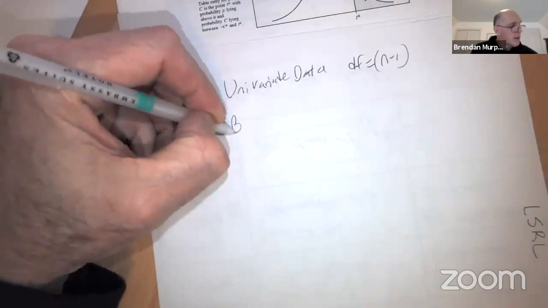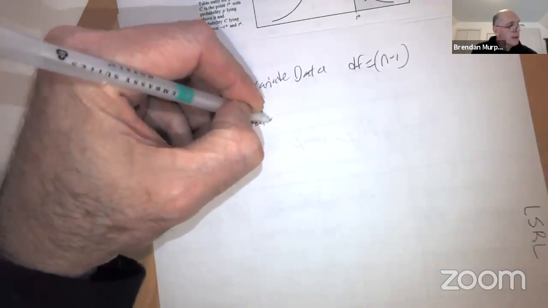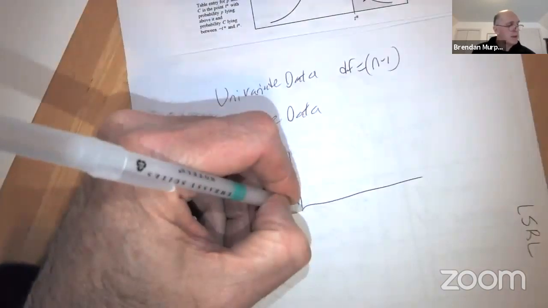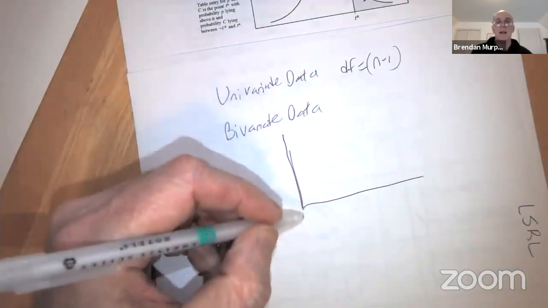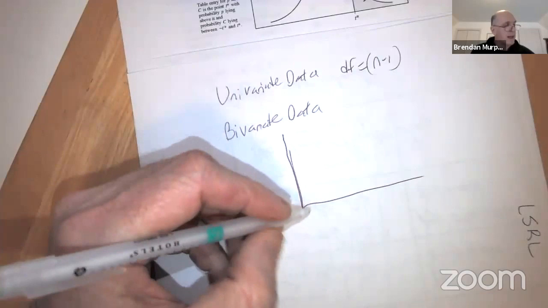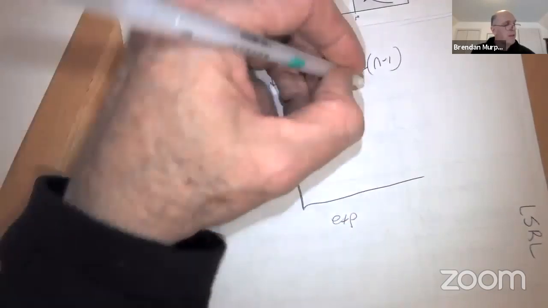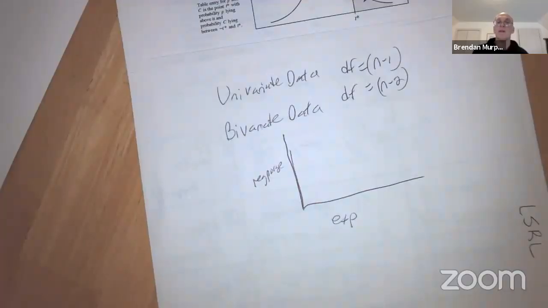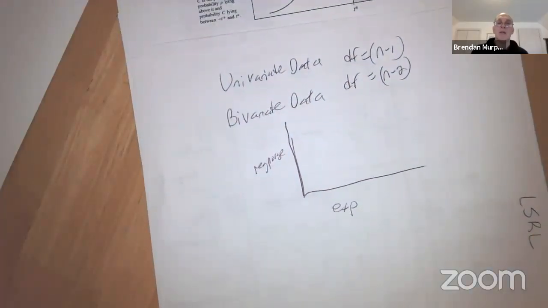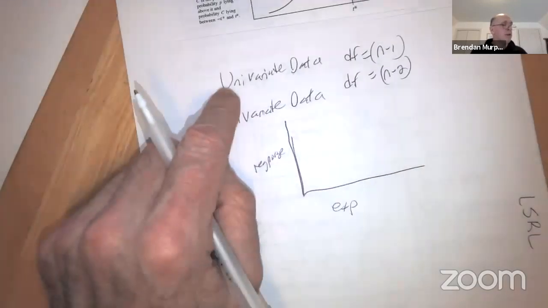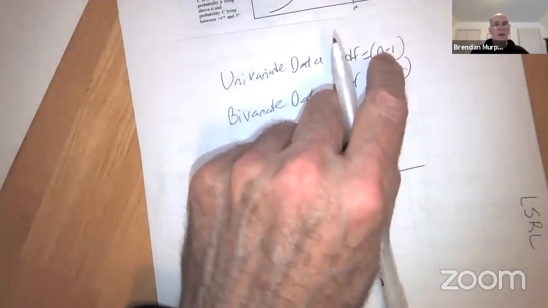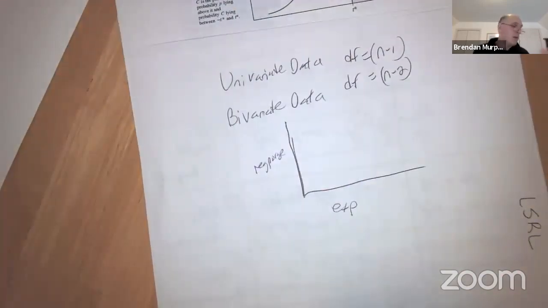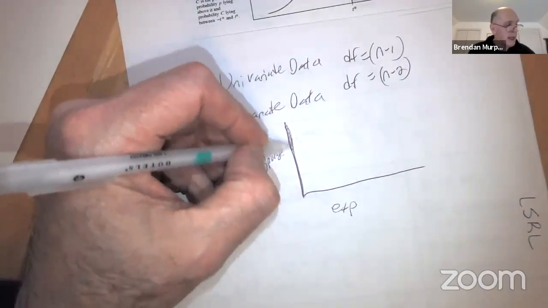But now we're dealing with bivariate data, so two variable data. And many times in some sort of a scatter plot here, my explanatory variable is down here and my response variable up here. And my degrees of freedom is n minus 2. Well, way oversimplifying, many of my students will say, oh, this is easy, Mr. Murphy. One variable, n minus 1, bivariate data, n minus 2.